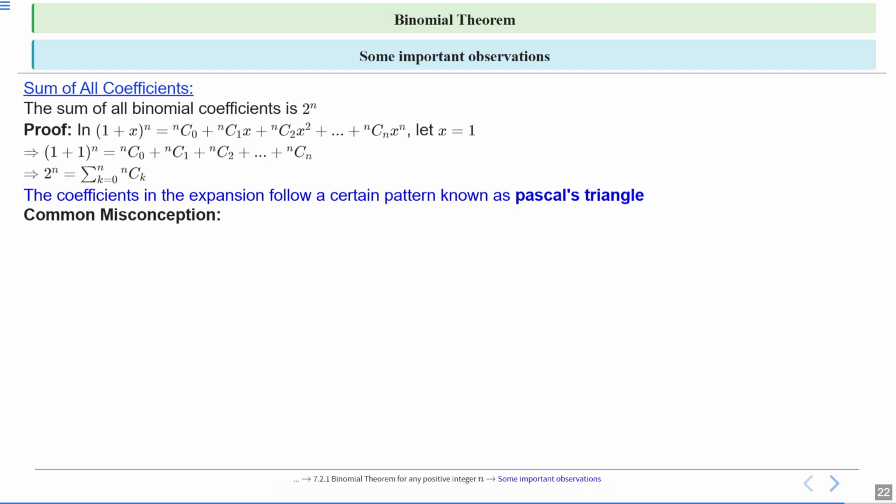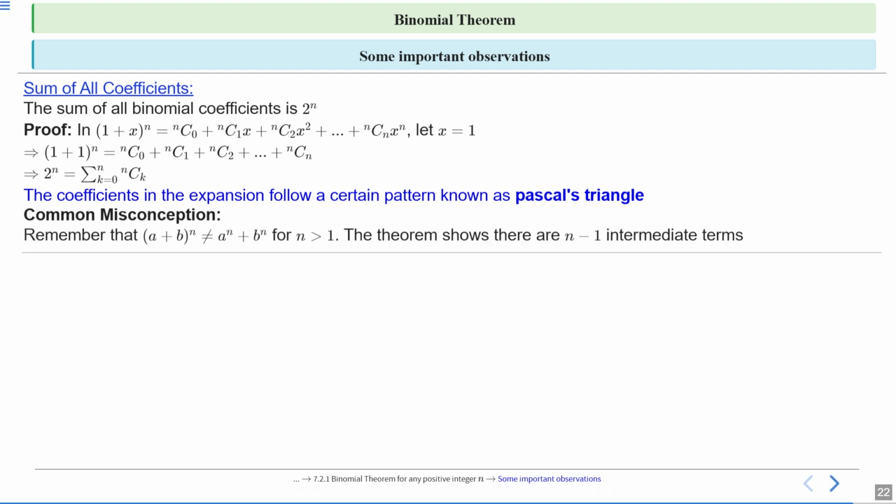Now see some common misconceptions. Remember that (a+b) whole to the power n is not equal to a to the power n plus b to the power n for n greater than 1. Okay, this theorem shows there are n-1 intermediate terms.